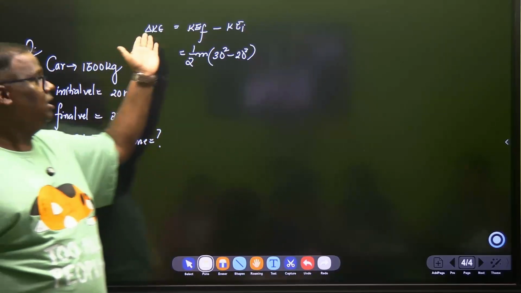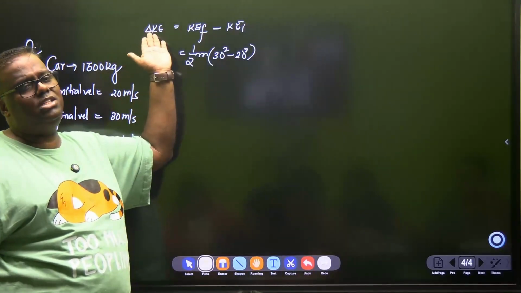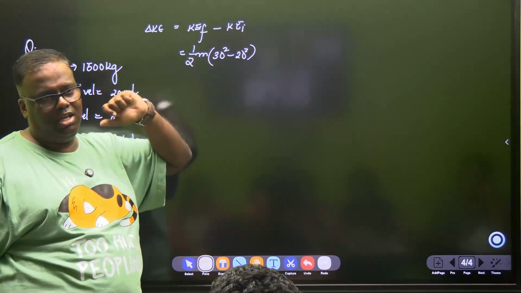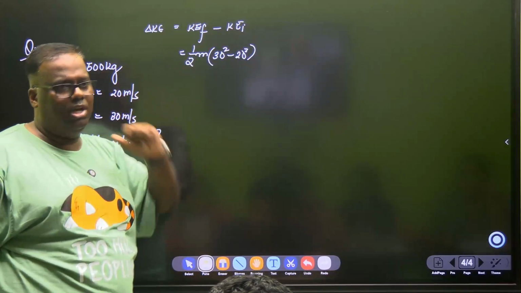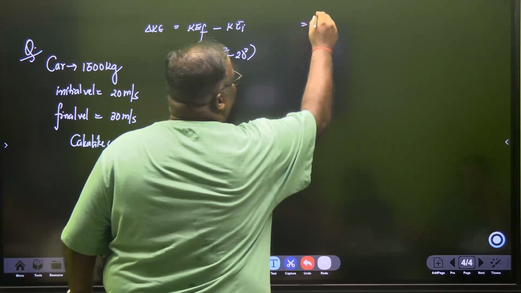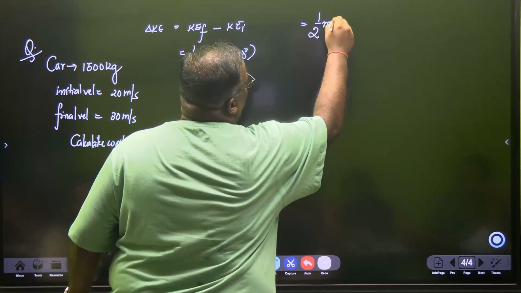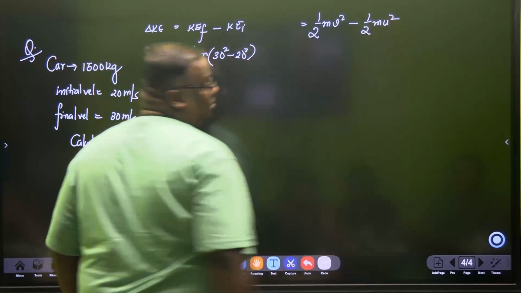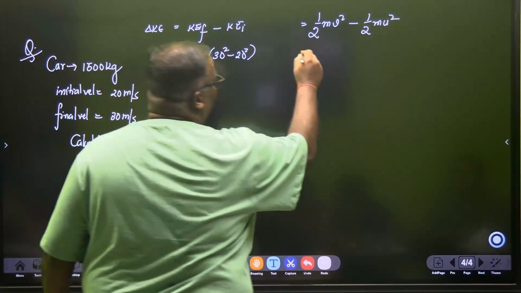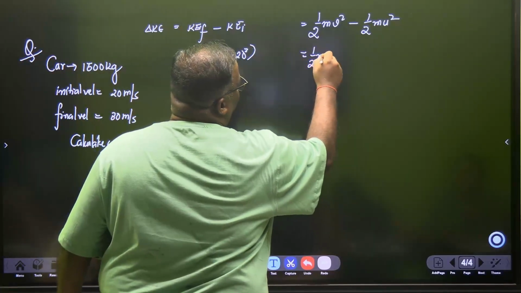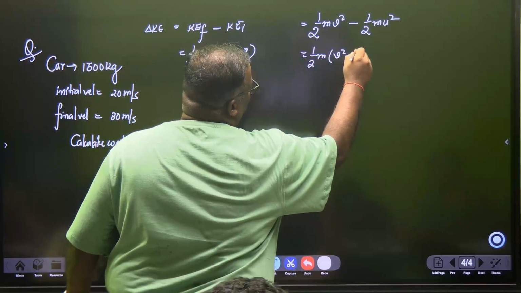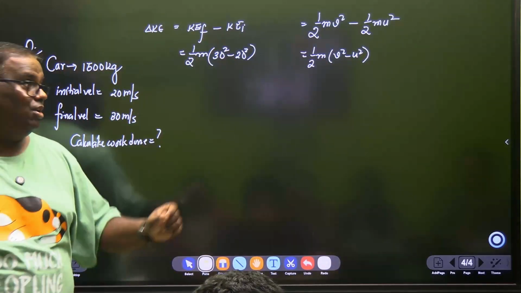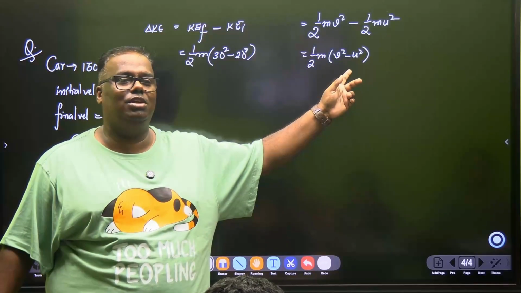So what is your change in energy? Change means final minus initial. Final KE minus initial KE. Every KE is half mv square. This is equal to half mv square minus half mu square. So we can't take half m common here, so what will be inside? v square minus u square. Now again a question: v square minus u square is what?